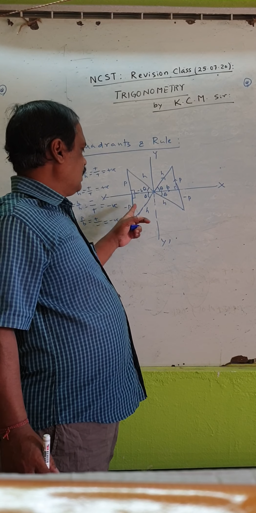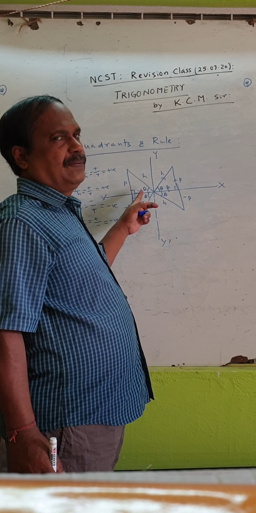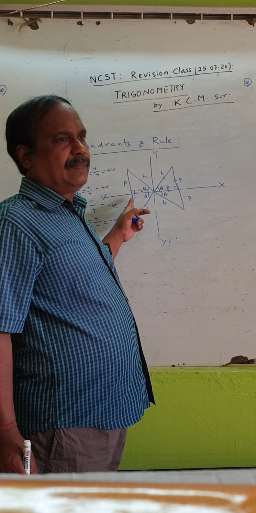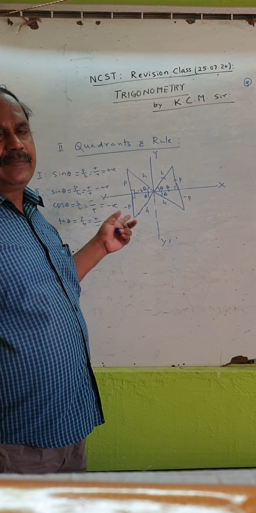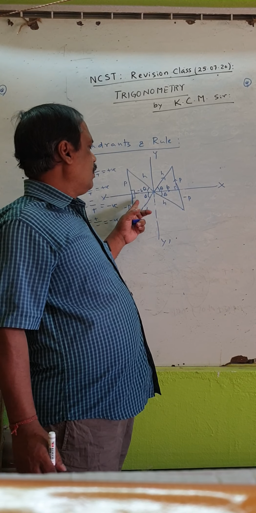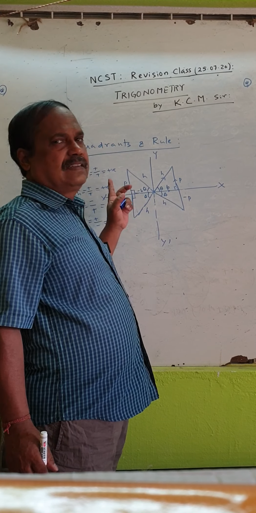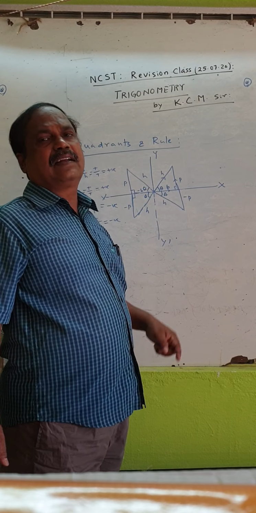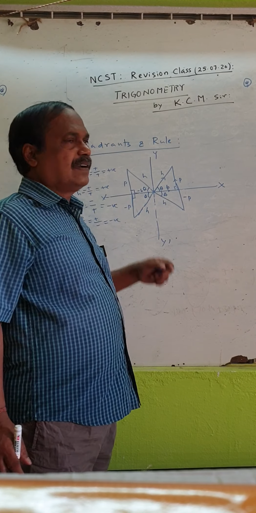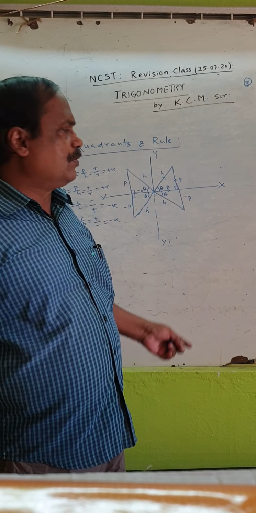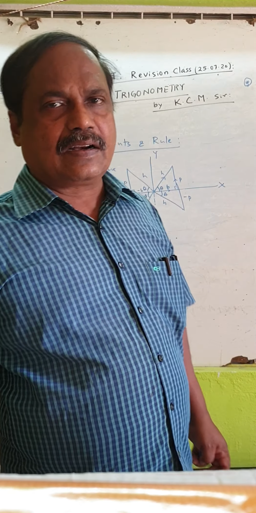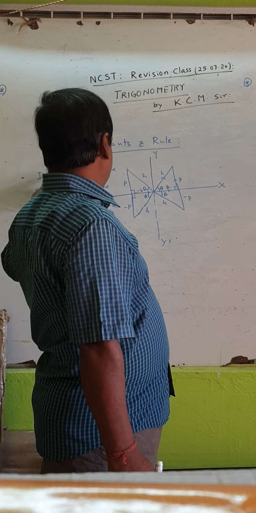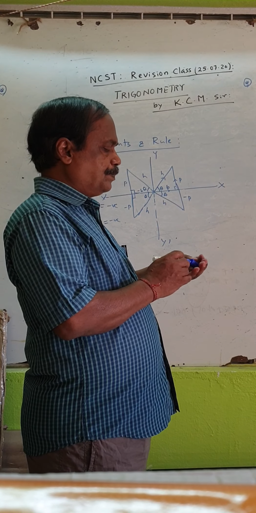Similarly here P is negative, B is negative. So tan is minus P by minus B. So negative by negative is positive. In sine, minus P by H is negative, cos, minus B by H is negative. So in third quadrant tan is positive, sine is negative, cos is negative. Similarly you can prove the same thing in quadrant number 4. So the rule is ASTC. Alright.